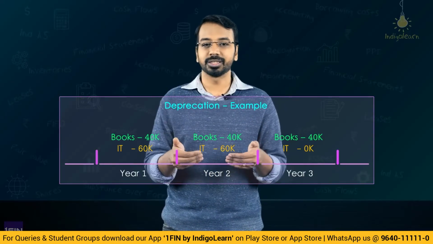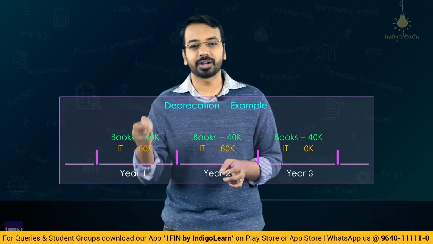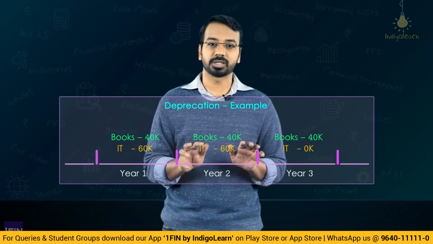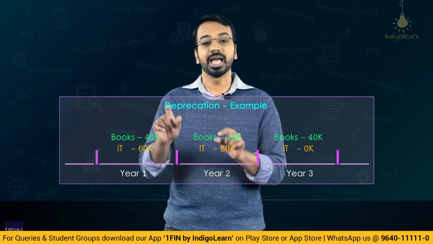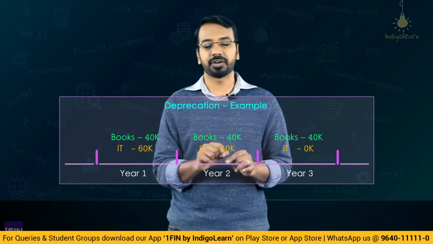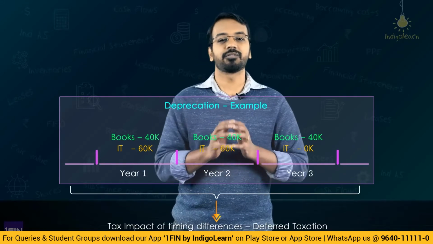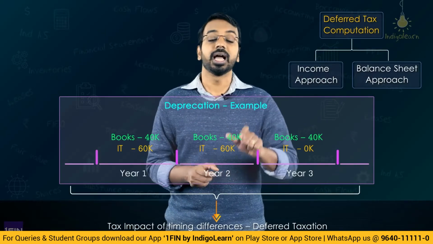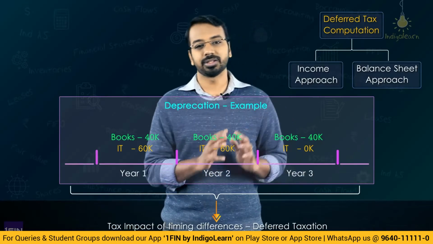So, what the standard says is, you have to match the income that you are reporting for accounting purposes with the tax expense. This standard is around the matching concept. So, if you have taken some amount of depreciation for accounting purposes and the depreciation as per tax is different, then the tax impact of this difference should be considered for deferred taxation. And as I told you, there can be an income approach to compute and there can be a balance sheet approach to compute. We will be focusing on the balance sheet approach.